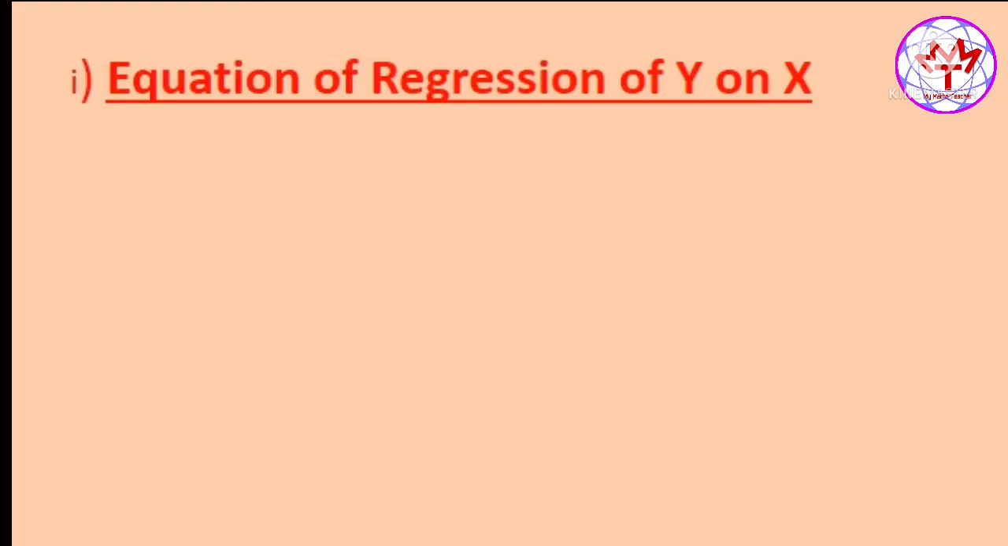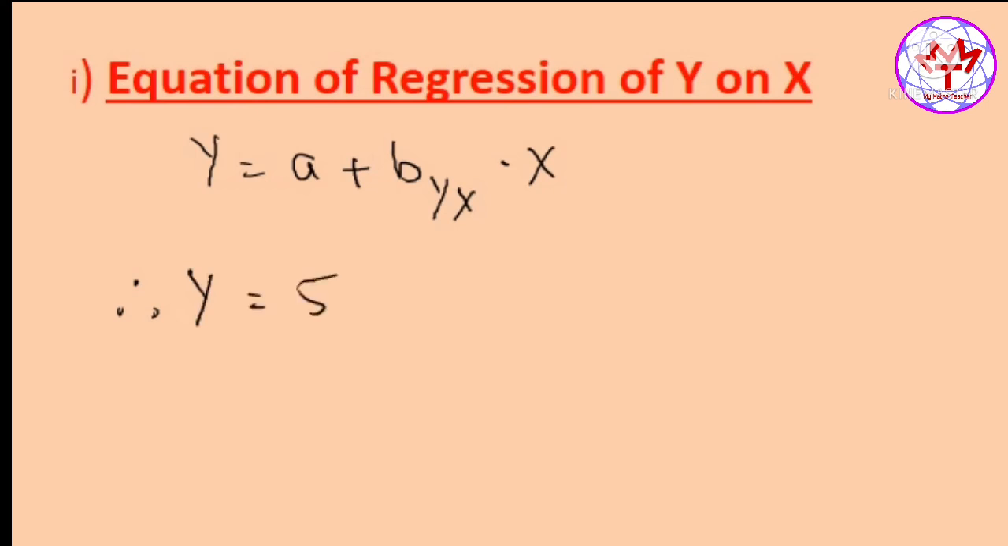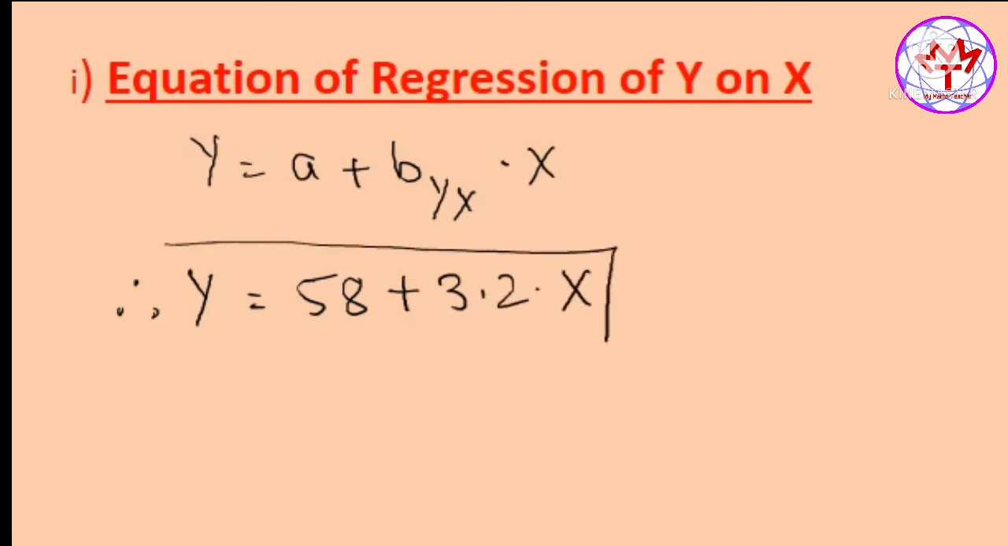So the equation of regression of y on x is given as y is equal to a plus byx into x. So we get y is equal to a, we have got 58, plus the value of byx, 3.2, into x. So this is the equation of regression of y on x. Let us number it as 1.